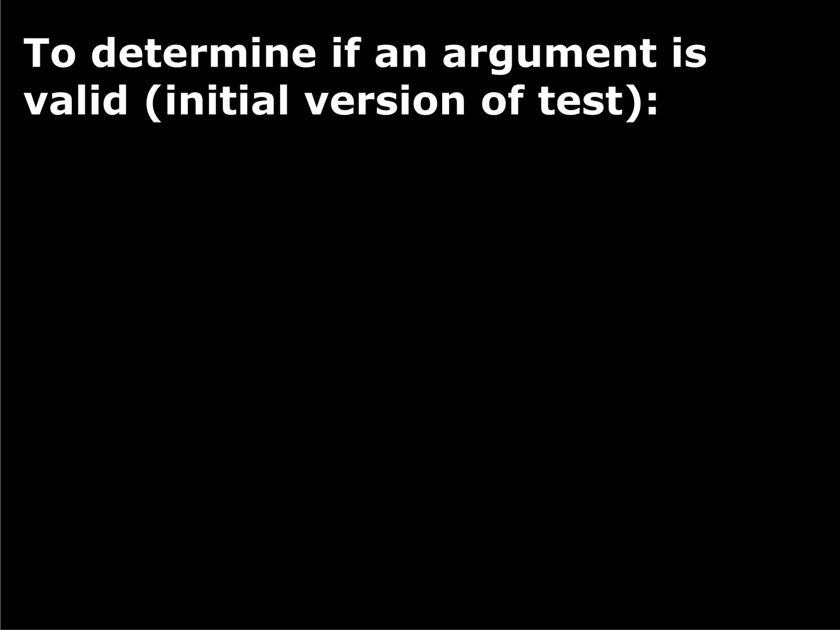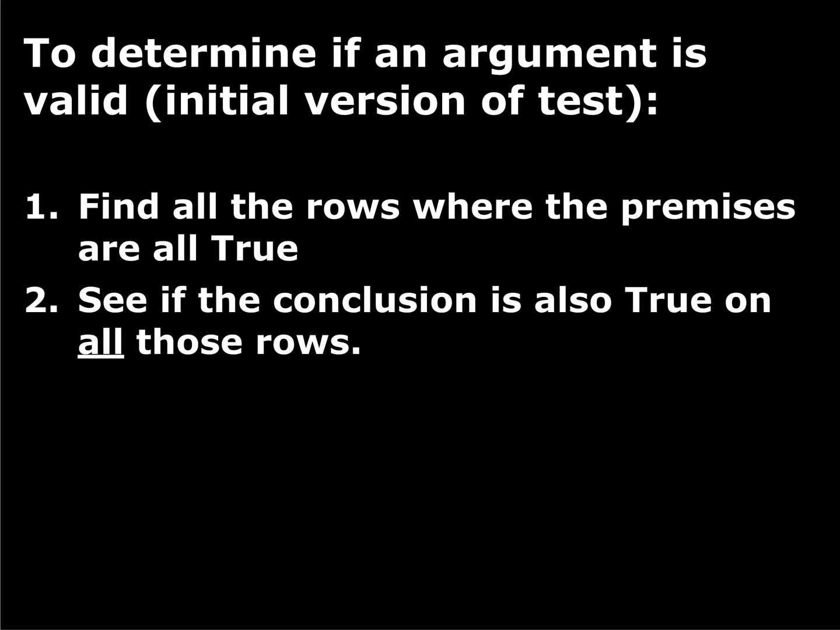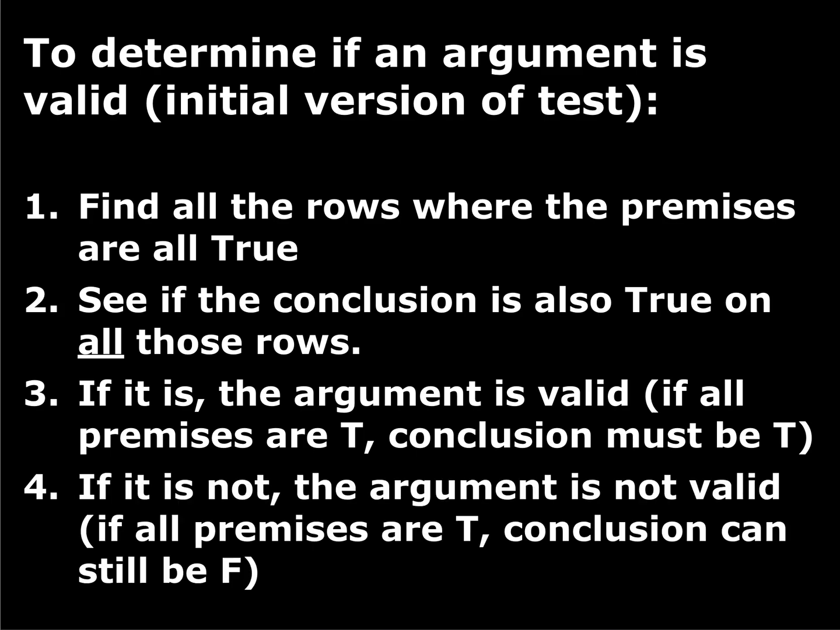But to determine if an argument's valid, first you find all the rows where the premises are all true. And then you see if the conclusion is also true on all of those rows. If it is, then that means the argument's valid. It means that if the premises are all true, the conclusion must be true. If it's not, that means the argument isn't valid. It means that even if the premises are true, the conclusion could still be false. Okay?